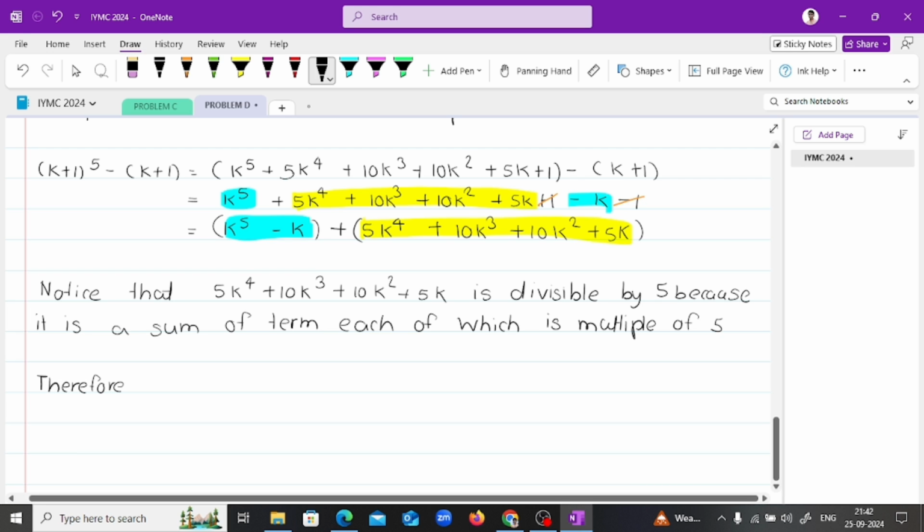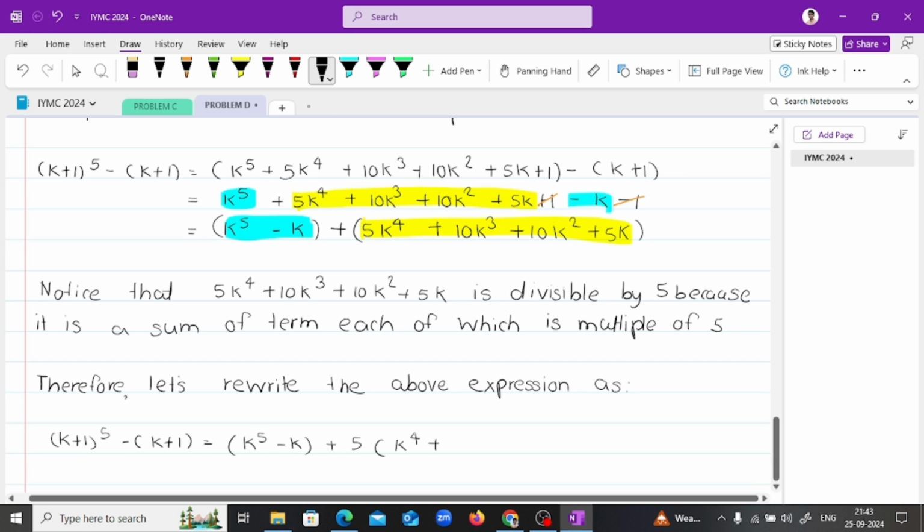Therefore, let's rewrite the above expression as k plus 1 raised to 5 minus k plus 1 is equal to k raised to 5 minus k plus 5 in bracket k raised to 4 plus 2k cube plus 2k square plus k.